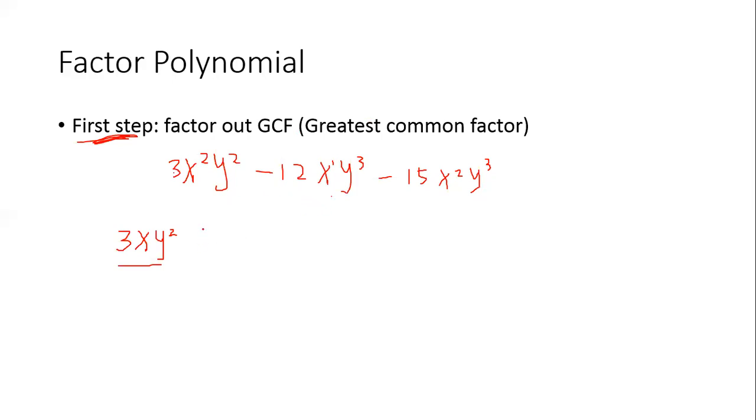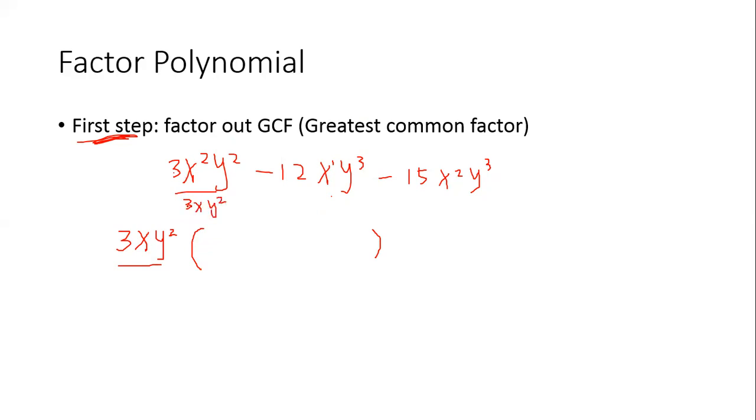So I'm going to factor it out. After I factor out, what is left over I need to put inside the parentheses. For the first term, if you take out the 3xy squared, what is left over? You do a division to get the leftovers, dividing by 3xy squared.